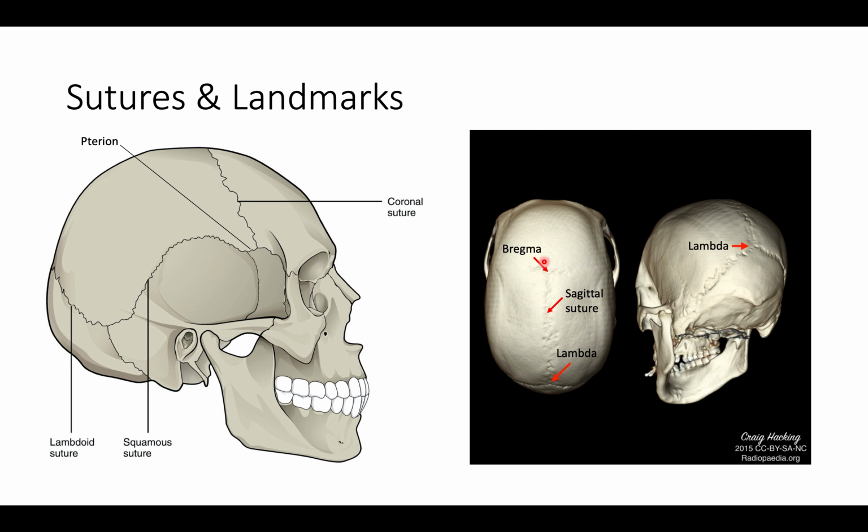So there are two parts where the sagittal suture meets up with another suture. So in the front, the sagittal suture meets that coronal suture at the bregma, and in the back, the sagittal suture meets the lambdoid suture at the lambda. So lambda and lambdoid. That can help you remember it. And you can see it back here as well. On the lateral aspect of the skull, you can see the squamous suture. And as the squamous suture and the coronal suture are meeting up, we've got the pterion.